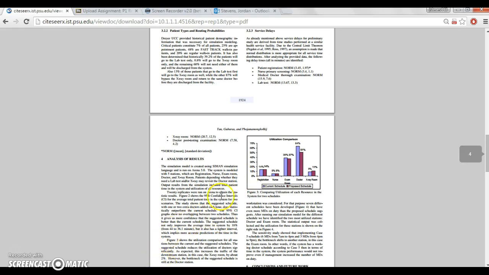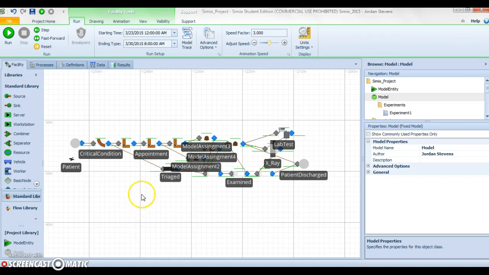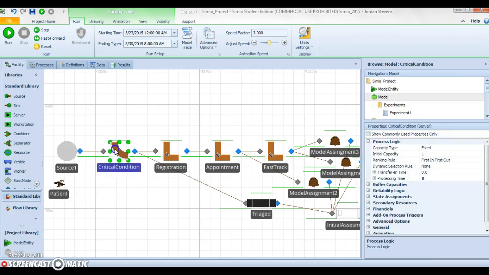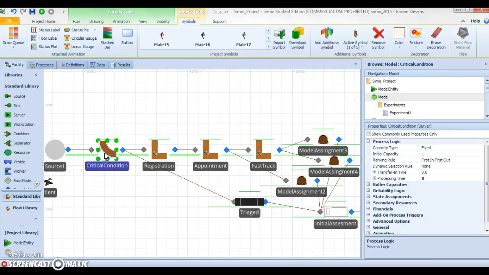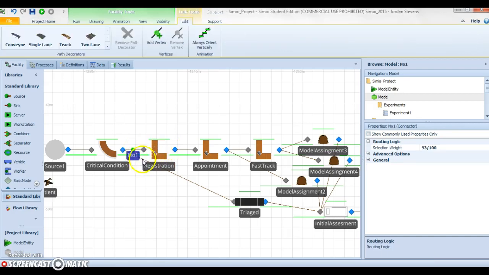Okay, based on this model, I built my facility where patients arrive, and they go to critical condition, which is just a probability, basically a sorting center, because it has a processing time of 0, so it doesn't affect the system at all. They also have connectors, which don't add to the time in system. So they start off with: is the patient in critical condition? Yes, 7%, and no, 93%.